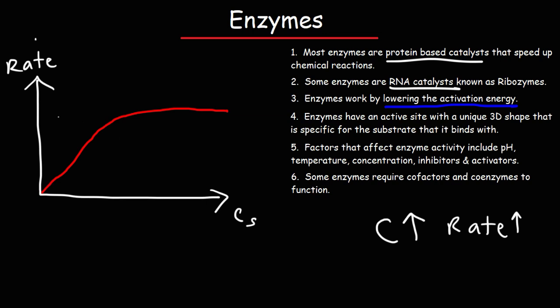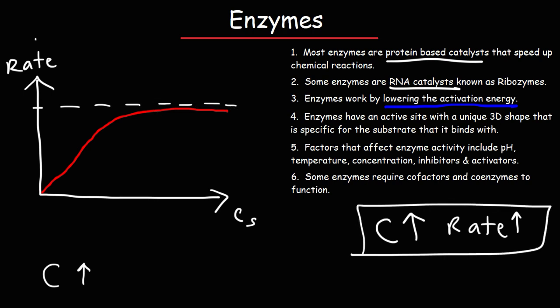Now once you reach that optimal rate of the reaction, which is probably going to be somewhere just above that red line, once you get close to it, increasing the concentration has negligible effect on the rate of the reaction. As you can see, the rate is not changing much. So this is true up to a certain limit.